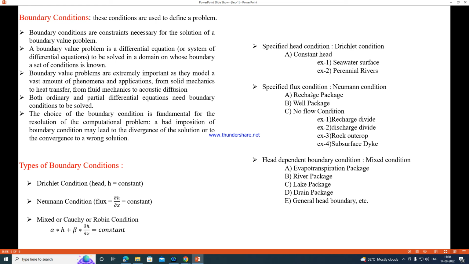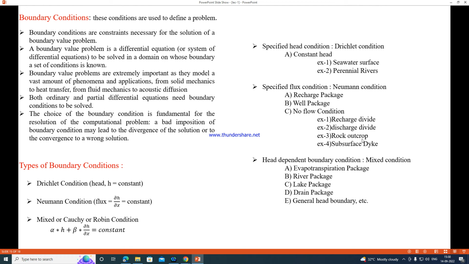In specified flux, we are giving some amount of mass entering or some amount of mass pulling out of the system. That is the rate. Recharge package and well package. No flow condition: you apply the no flow condition when, suppose, there is a recharge divide or a discharge divide, a rock outcrop.